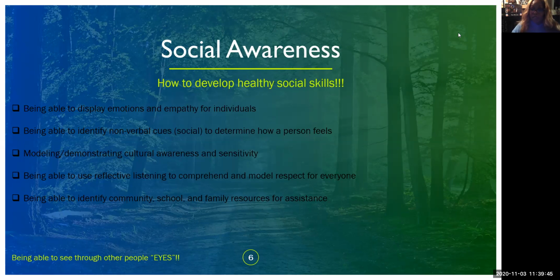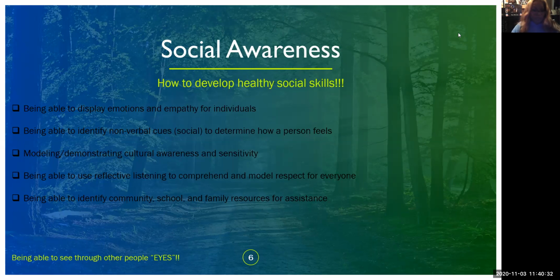Being able to use reflective listening to comprehend and model respect for everyone. So that will still fall into the same thing. If we learn to listen and take in and process with an open mind what individuals are saying and not always take the victim or personalize it, we can then hear what someone is saying, respect their views, respect their options, respect their point of view, and understand that just because we don't agree, it doesn't make them bad or you bad, or that it doesn't make you have to be defensive. We just agree to disagree because everybody has their own point of view.